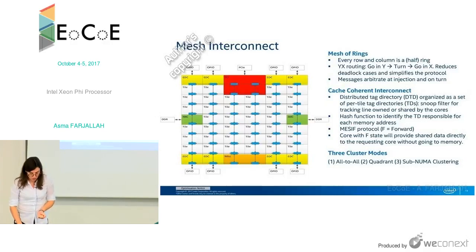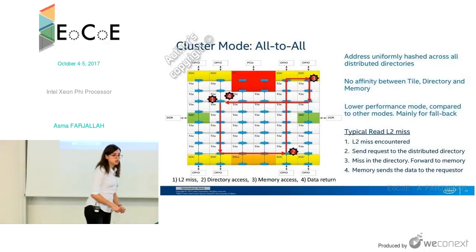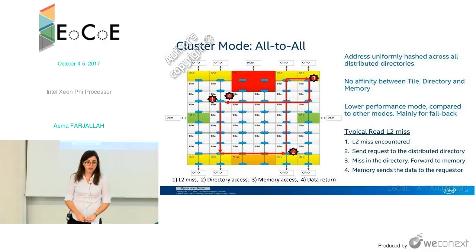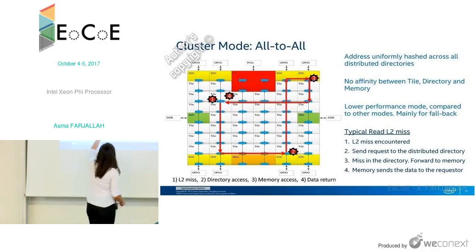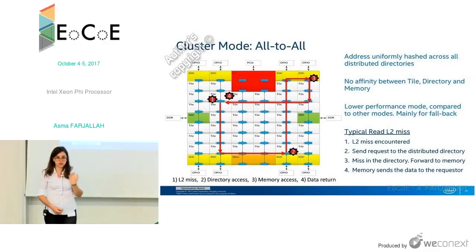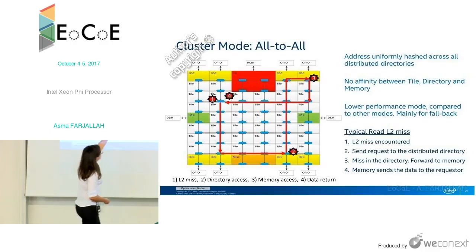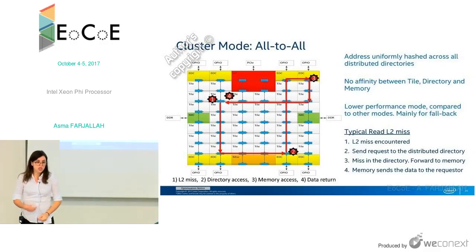We have 3 ways to configure it. The first one is the all-to-all configuration. It's a fallback configuration, the one that gives you the worst performance you can expect. It means that you don't have any affinity between these tags, which are very useful to get your data, and the memory channels. So if you have an L2 miss, you will have a non-optimal path around this mesh, and you will have huge latency, and you will not access your data as quickly as you wished. So this is a fallback, and it's usually used for debugging.